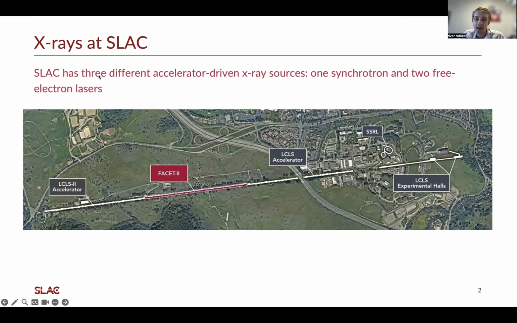So the context for this is that at SLAC National Accelerator Laboratory, we have three different accelerator-driven X-ray sources, one device called a synchrotron and two devices called X-ray free electron lasers. In this aerial view of SLAC, you can see these three things that I've circled. We have a synchrotron called the Stanford Synchrotron Radiation Light Source, and two free electron lasers, both of whose names start with LCLS, or LINAC Coherent Light Source. And the goal today is that by the end of the talk, you'll understand the basic physics of how these devices work and what makes them different from each other.